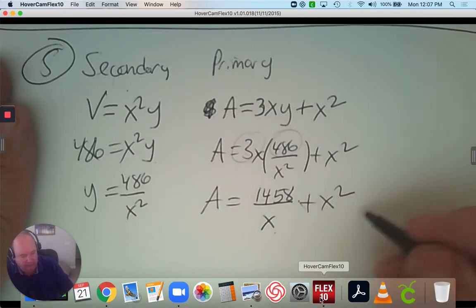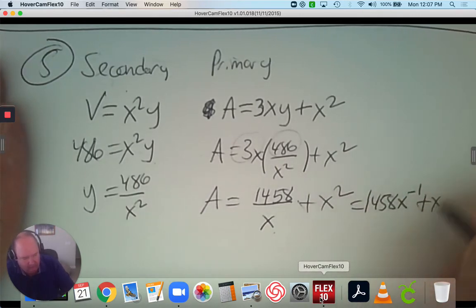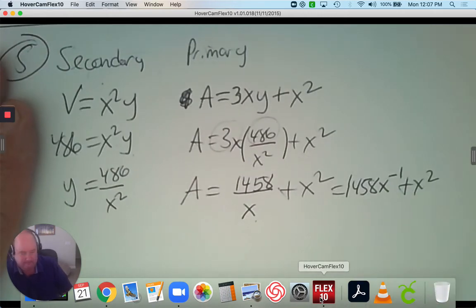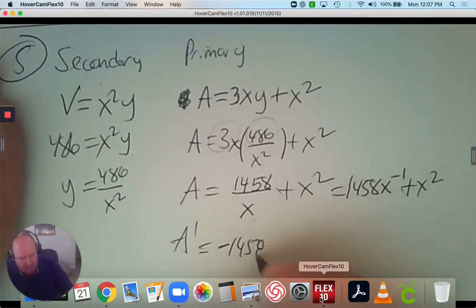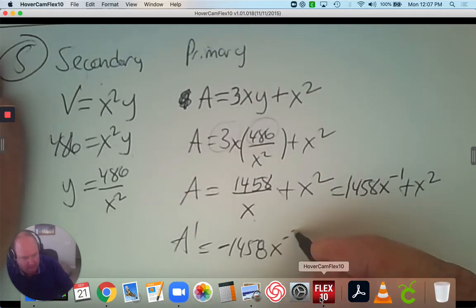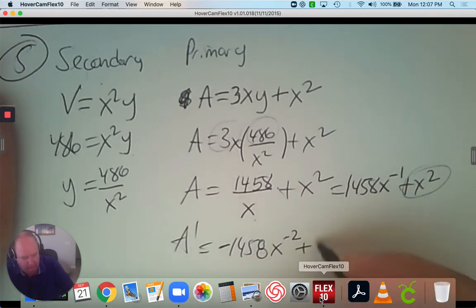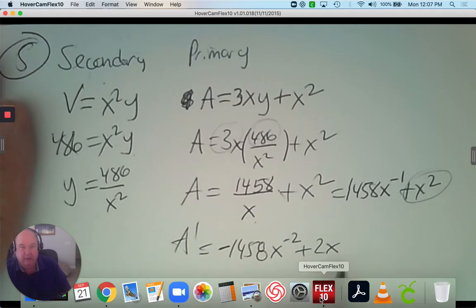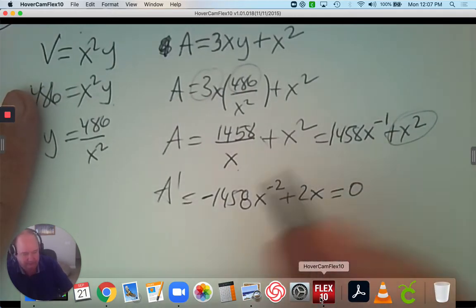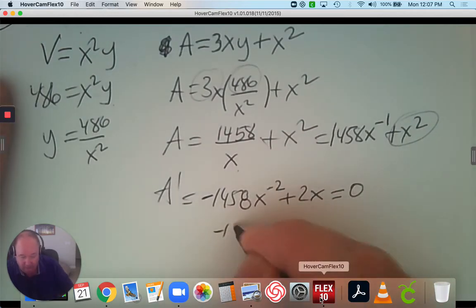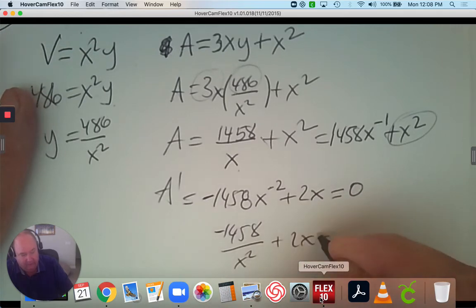I want to write this so I can do the calculus better. So it's 1458 x to the -1, so I can use the calculus rules. Now take the derivative. So we have negative 1458, subtract 1 from the exponent. Then the derivative of x squared is 2x. So now I have the derivative. I want to make it equal to 0 and solve it. Again, x can't be 0. It is a critical number when x is 0 because that makes the derivative undefined.